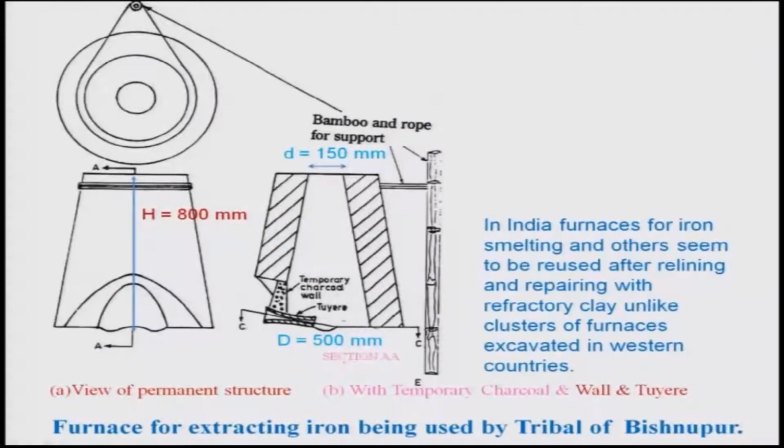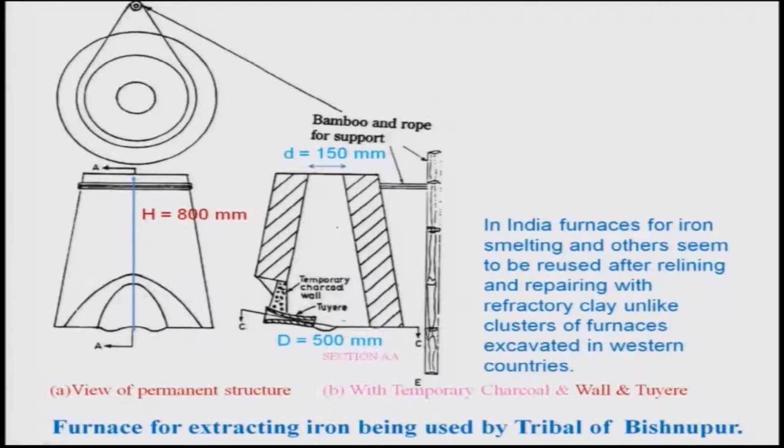And let us look at a furnace which was used in earlier days by the tribals of Bishnupur, and this is the cross section. If you look, this has a conical shape, and this is the tuyere, and the diameter here is around 500 mm, and on the top it is 150 mm diameter, and it has support with the help of bamboo, and rope will be there. And this height is 800 mm. If you take this cross section, you will get this shape.